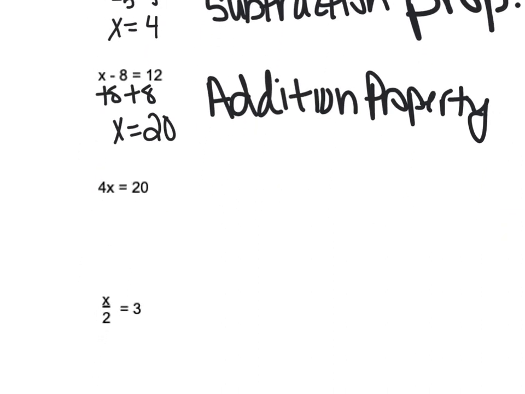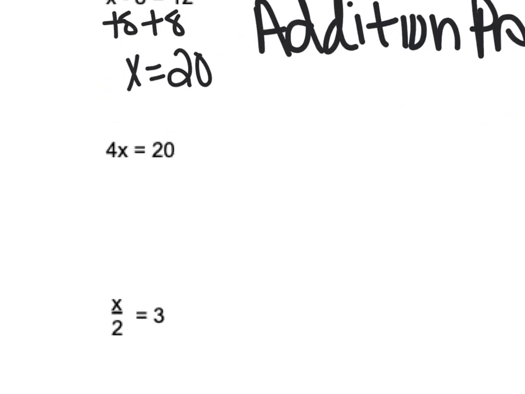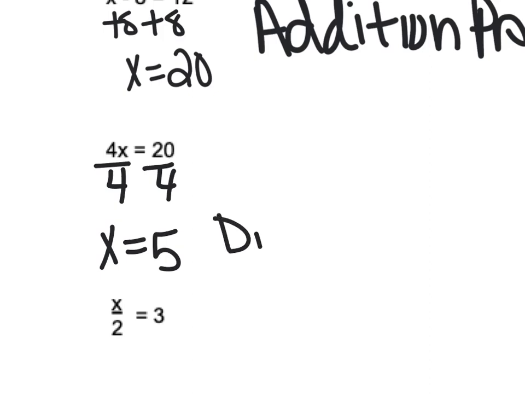Okay, keeping on down here on the next problem, very similar. We know that in order to get x all by itself, we divide by 4 on each side, which would give us x equals 5. All right, looking at our pattern here, the reason we can do that is the division property of equality.